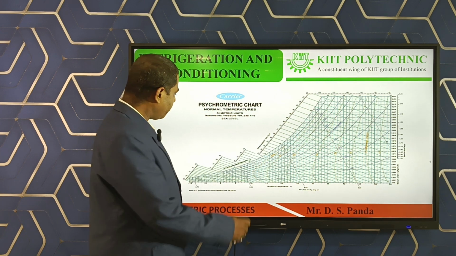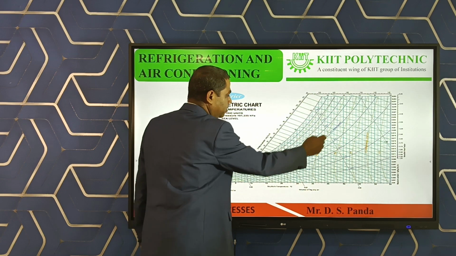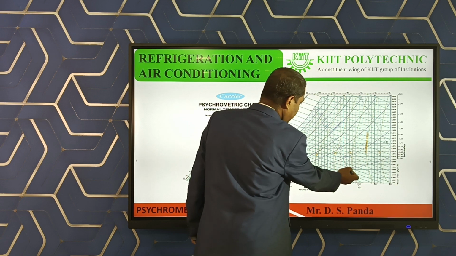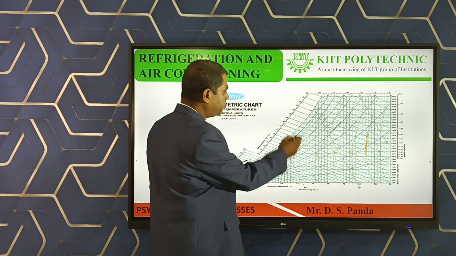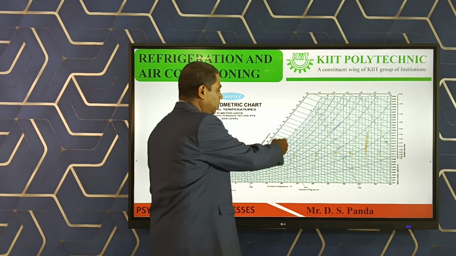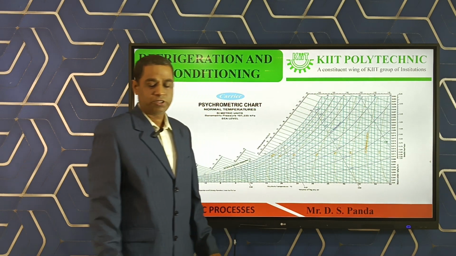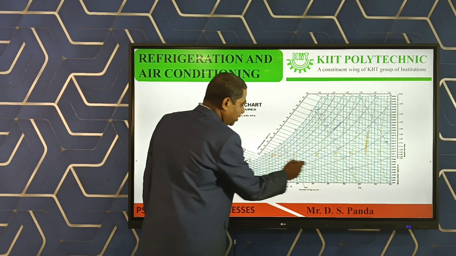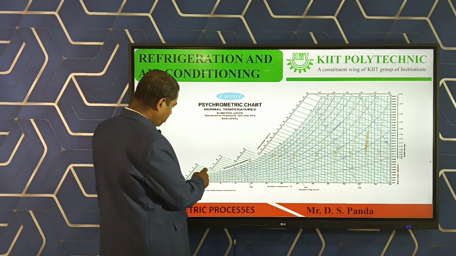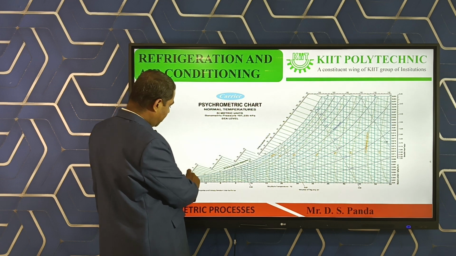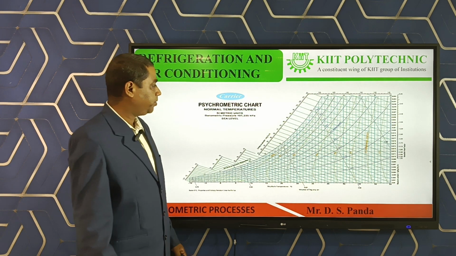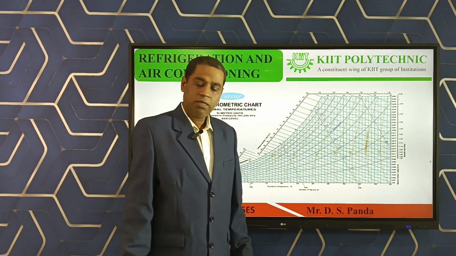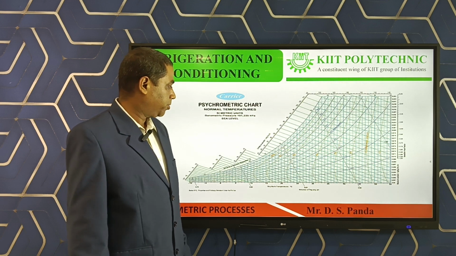And the curved line indicates the relative humidity, in percentage: 10%, 20%, 30%, 40% and up to 100% relative humidity. And the inclined line indicates the wet bulb temperature. Suppose wet bulb temperature starts from minus 10, minus 5, 0, 5 and up to 30, 35 degree Celsius wet bulb temperature.